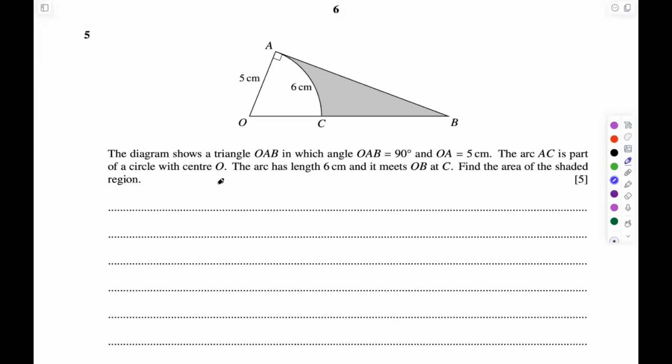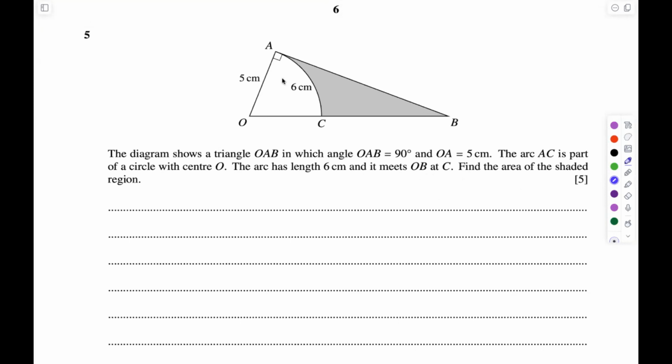Question 5. The diagram shows a triangle OAB in which angle OAB equals 90 degrees and OA equals 5. The arc AC is part of a circle with center O. The arc has length 6 and it meets OB at C. We have to find the area of the shaded region.